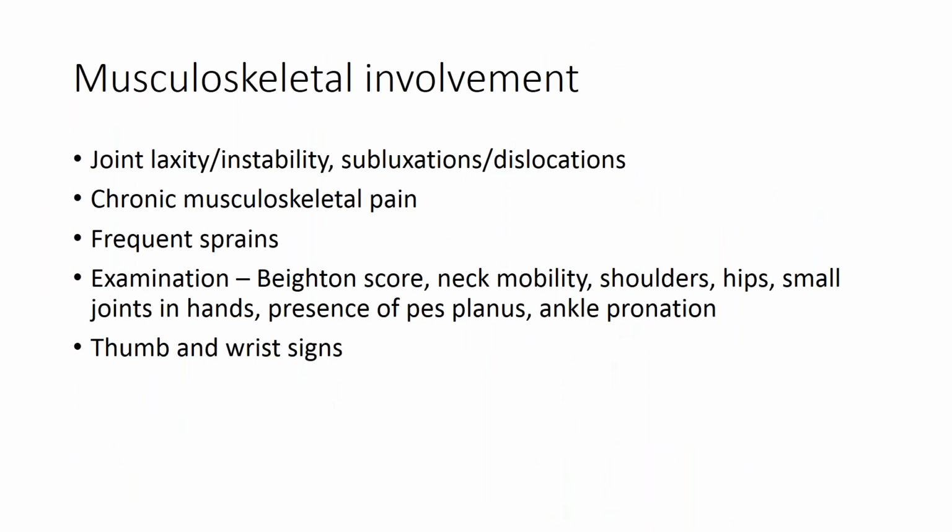So the musculoskeletal involvement includes the joint laxity and instability, subluxations and dislocations, chronic musculoskeletal pain, frequent sprains. Our examination for the musculoskeletal system includes the Beighton score, looking at neck mobility, the shoulders, the hips, the small joints in the hands. We look for the presence of flat feet or pes planus, and the presence of ankle pronation. And also the thumb and wrist signs, which are part of the diagnostic criteria now for the hypermobile type of Ehlers-Danlos syndrome.